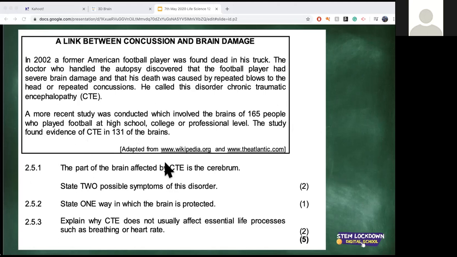So the part of the brain that's affected is the cerebrum. State 2 possible symptoms of this. Now, all you need to do is, and this will be the last question for the day, just mention 2 of the functions of the cerebrum. 2 functions of the cerebrum.